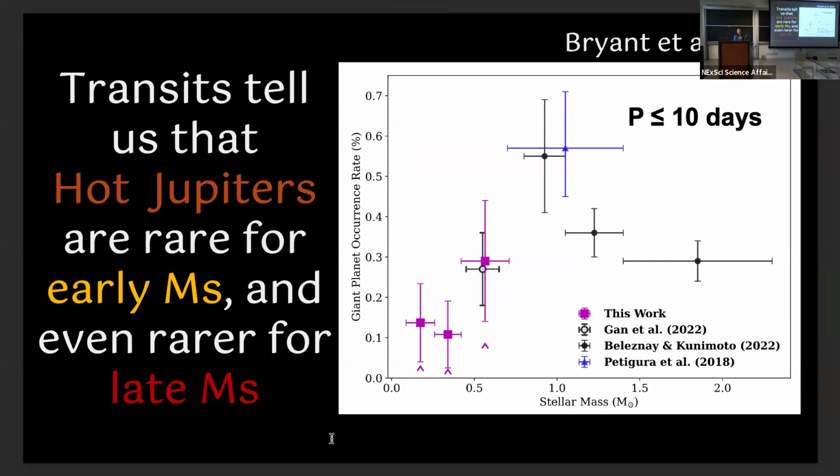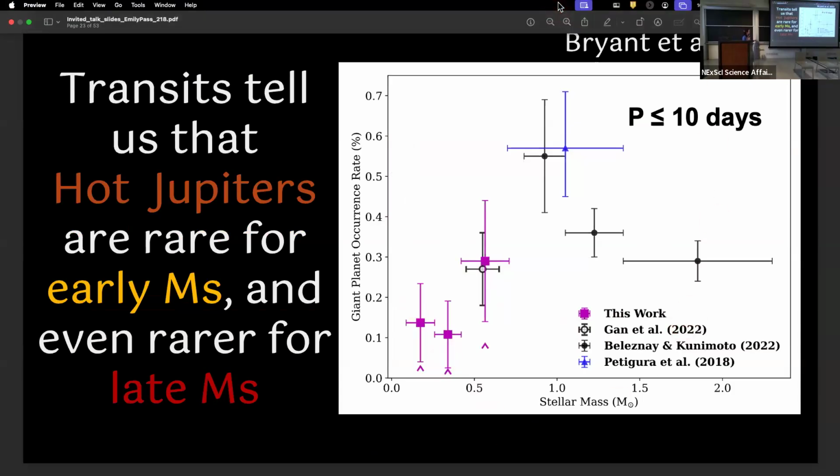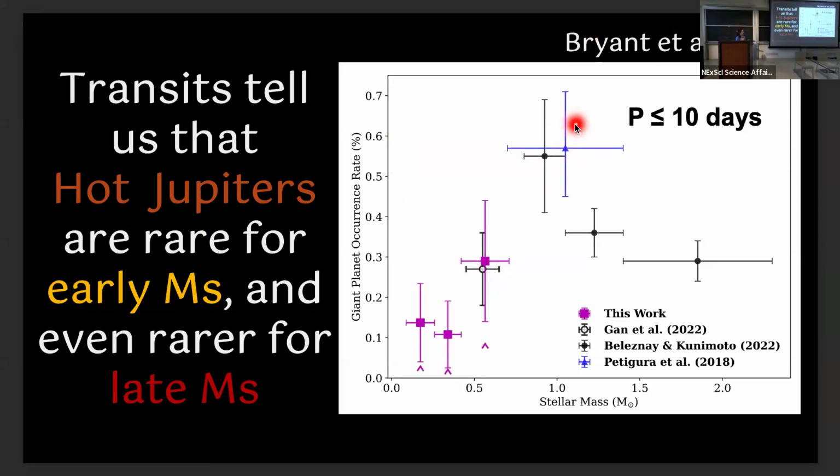We can go up in mass further and think about giant planets. You would have seen this plot yesterday in Ilaria's talk, so I'll just quickly recap that. This is giant planet occurrence rate out to 10 days. So we're talking about hot Jupiters. For sun-like stars, you're up here around 0.6%. And then as you go to early M dwarfs, it drops off to about 0.3. And for mid to late M dwarfs, drops further to around 0.1.